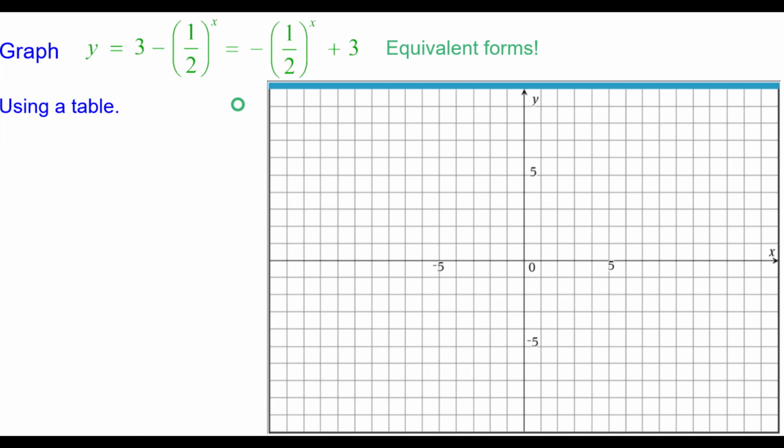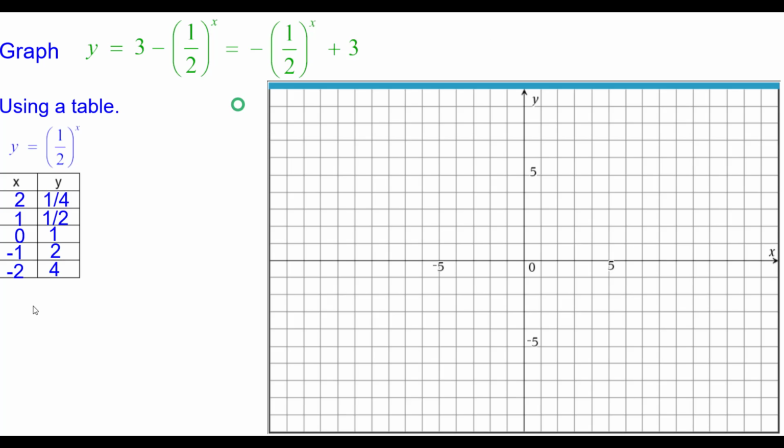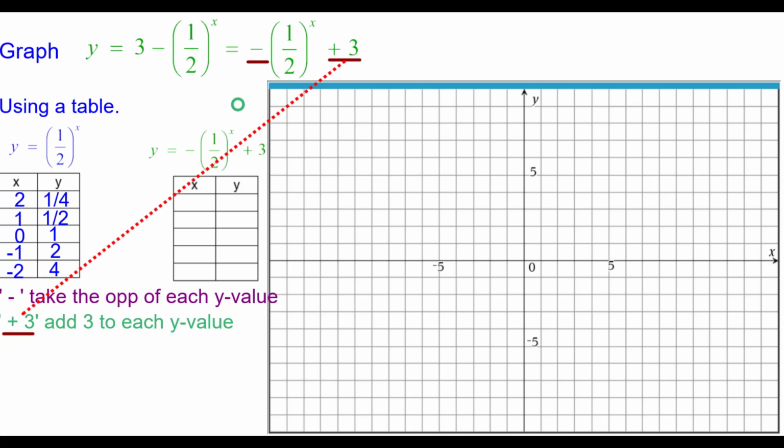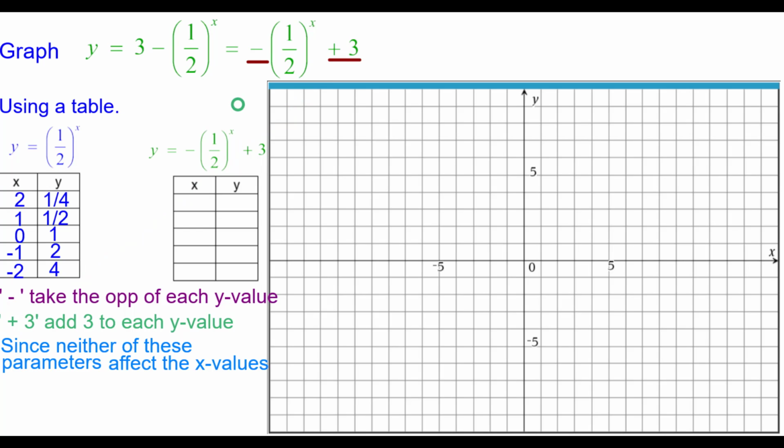Second way, using a table. Again, we want to rewrite as an equivalent form because I think it's easier to deal with. Here are 5 points on y equals 1/2 raised to the x parent function. So the opposite sign takes the opposite of each y value. The plus 3 adds 3 to each y value. So which do you do first? Well, neither of these parameters affect the x values, so those values will be staying the same. So we'll just make those the same.